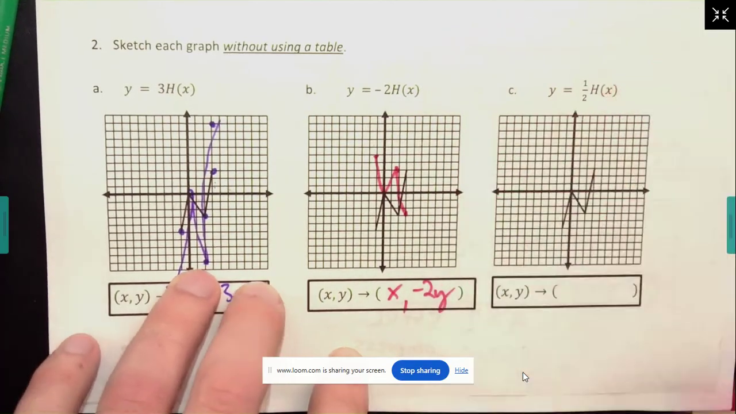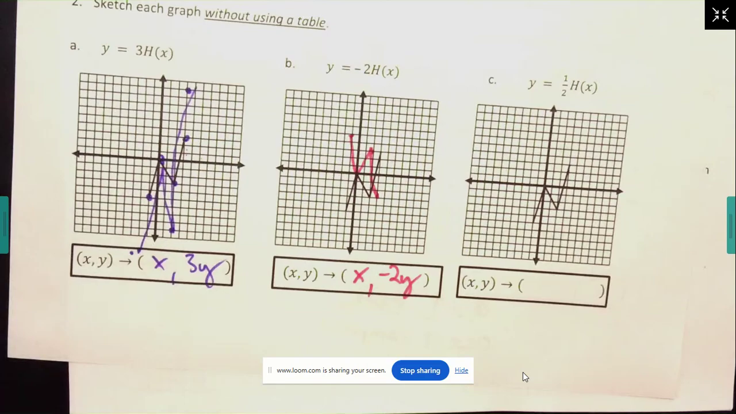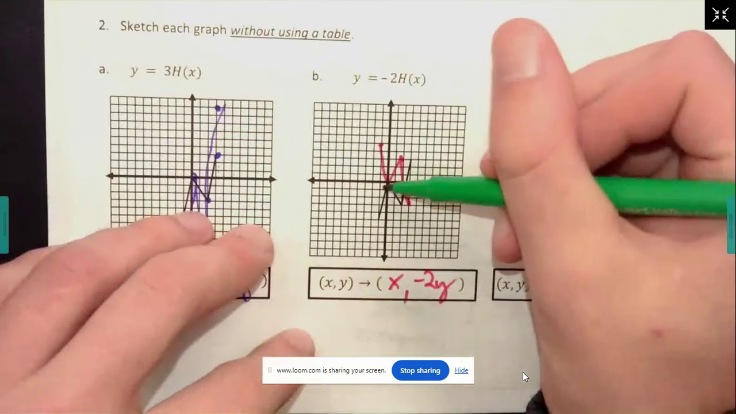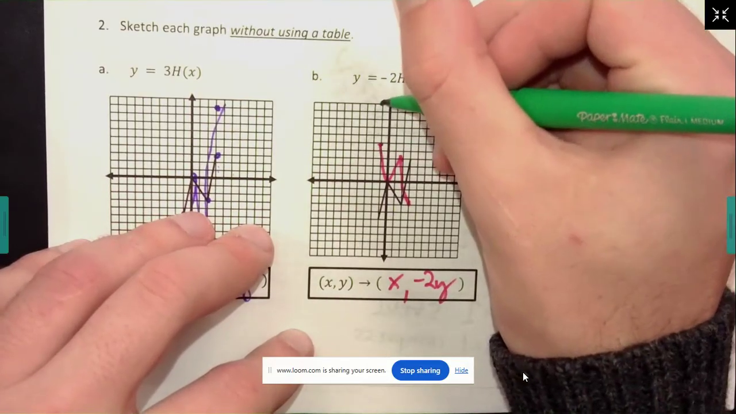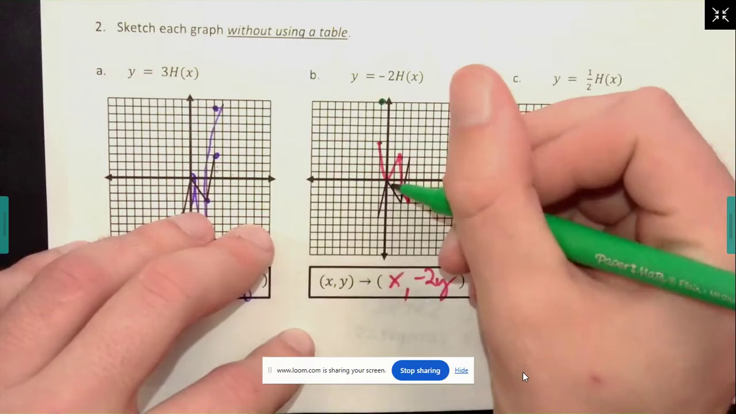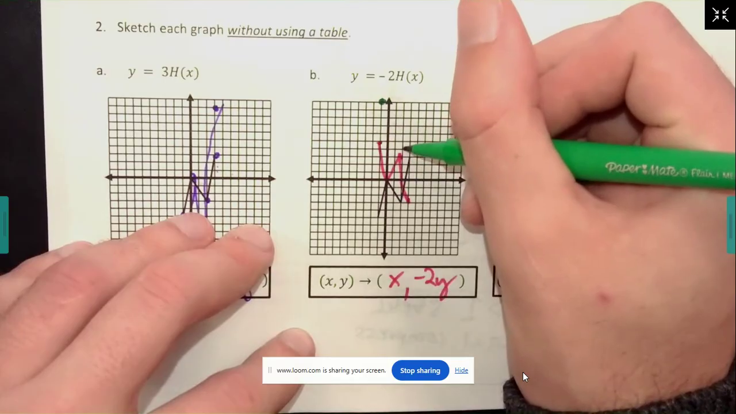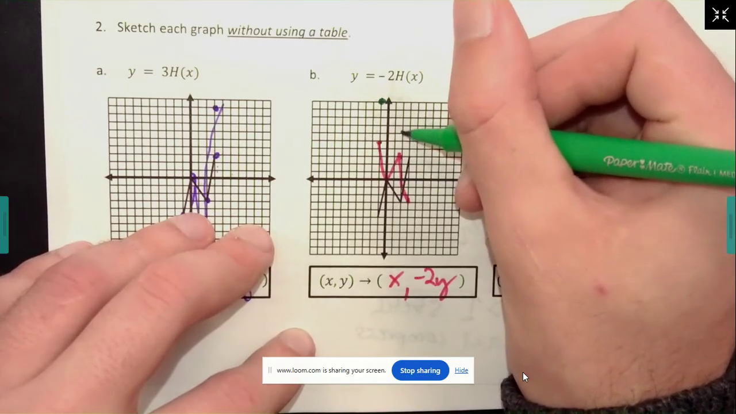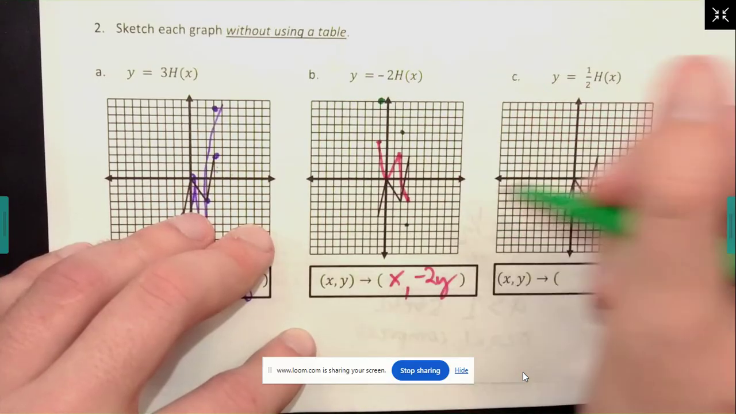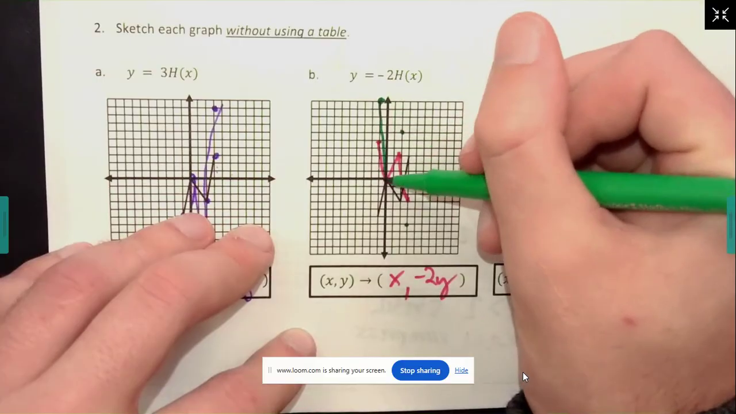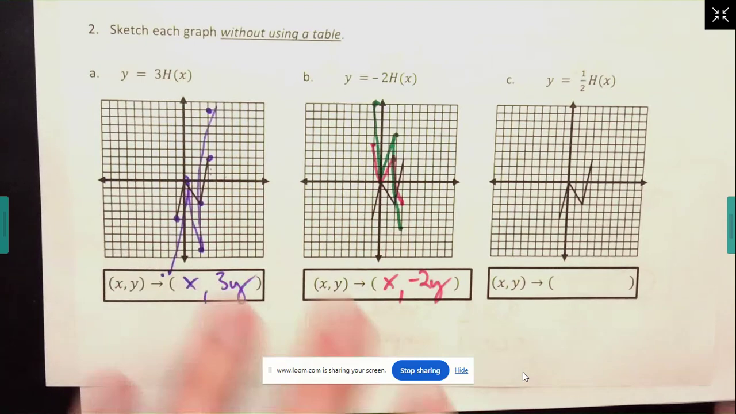Okay, now that I've flipped it, I can stretch it by 2. So let me look at my y values. This goes up 1, 2, 3, 4, 5. Well, if I multiply that by 2, I'm at 10. This is 0. 0 times 2 is 0. This is 3. 1, 2, 3 more gives me 6. And this is negative 3. 1, 2, 3 more gives me negative 6. So it's going to look something like that. Okay. All right. Last one.